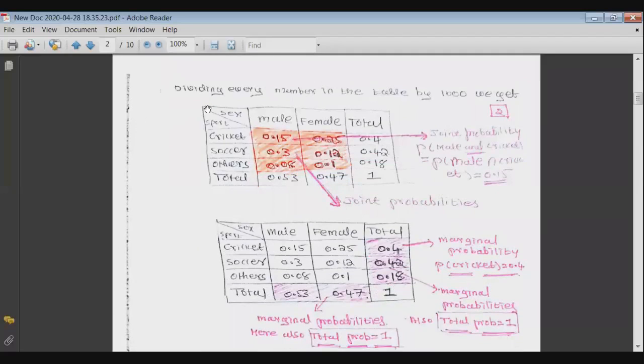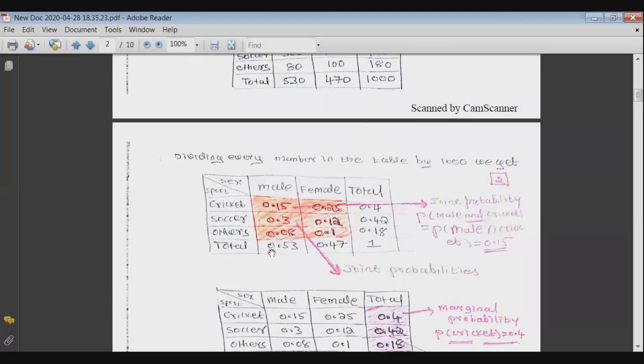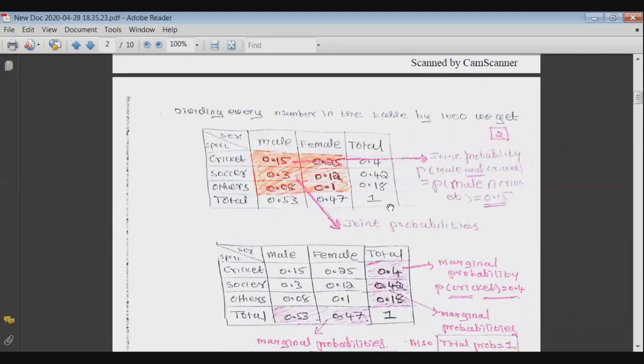Now let us divide every number in the table by 1,000. Then we get 0.15, 0.25, 0.4, 0.3, 0.12, 0.42, 0.08, 0.1, 0.18, 0.53, 0.47. These are the values we get when we divide every number in the table by 1,000. Now let us know what these numbers represent.